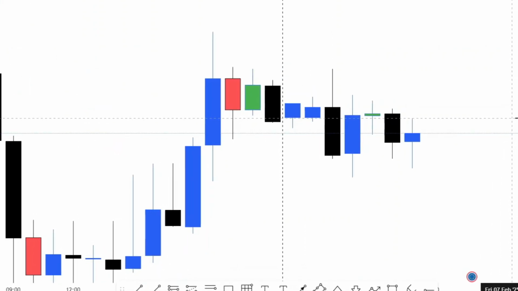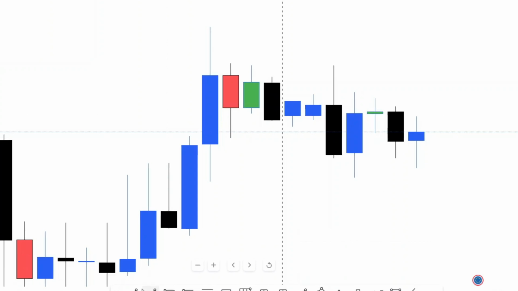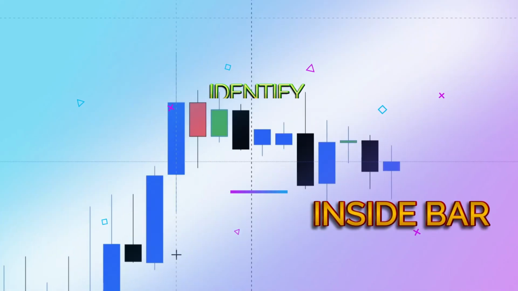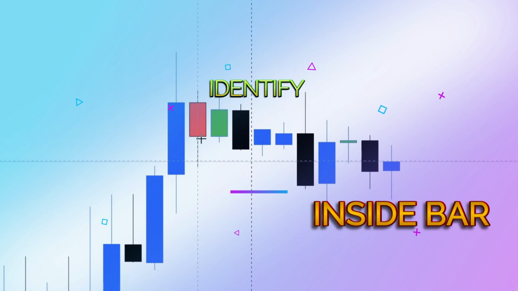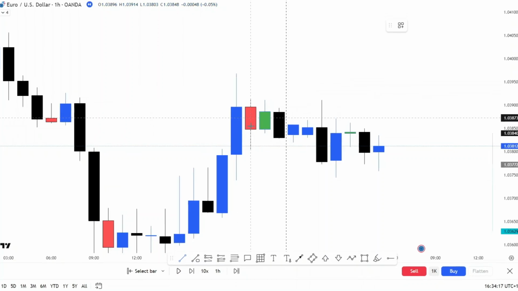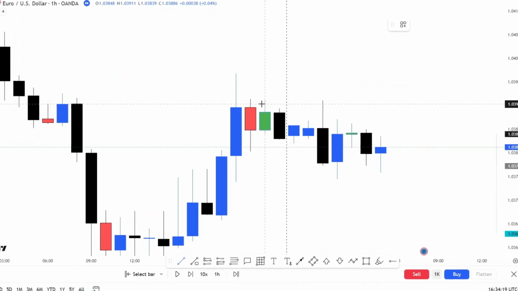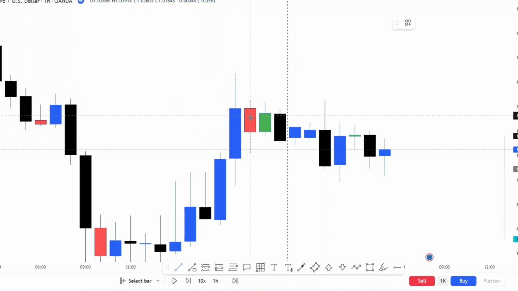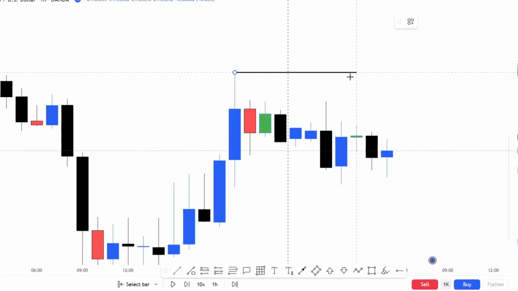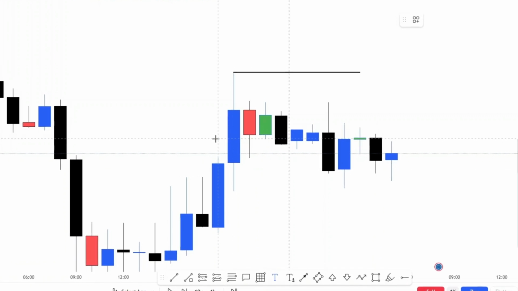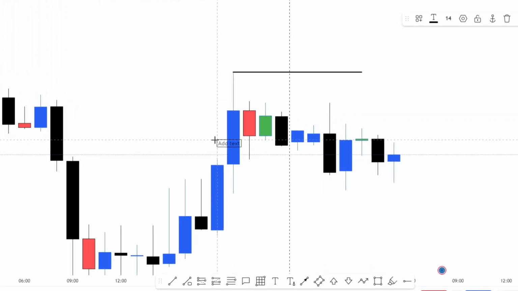This is one of the examples which I'll be sharing with us today. First things first, we need to identify our inside bar. This is a candle, this is another candle, and this candle never took the high, neither did it take the low. So automatically we classify this as our inside bar. The candle before the inside bar is what we call the mother candle.